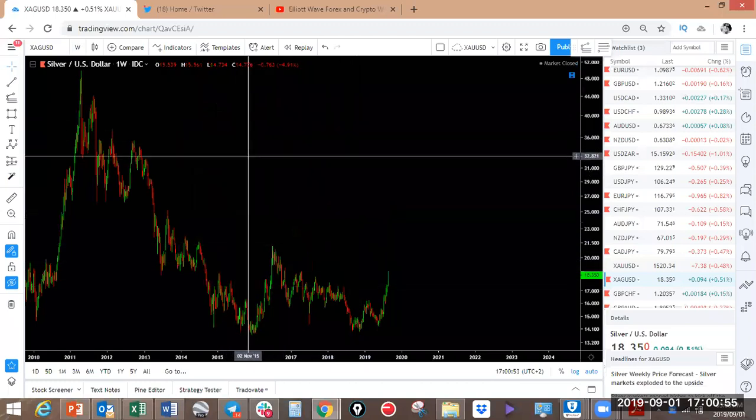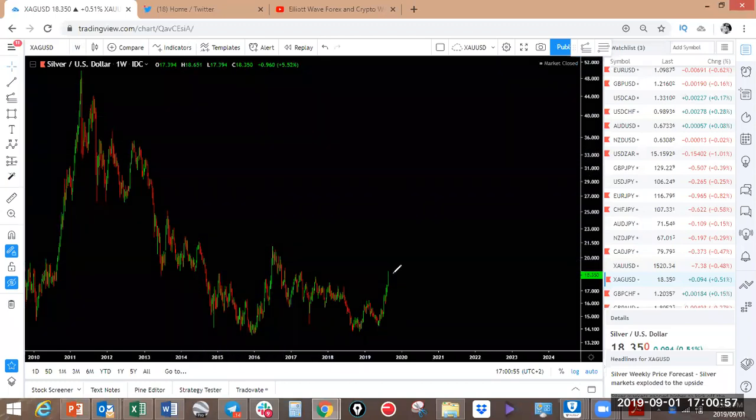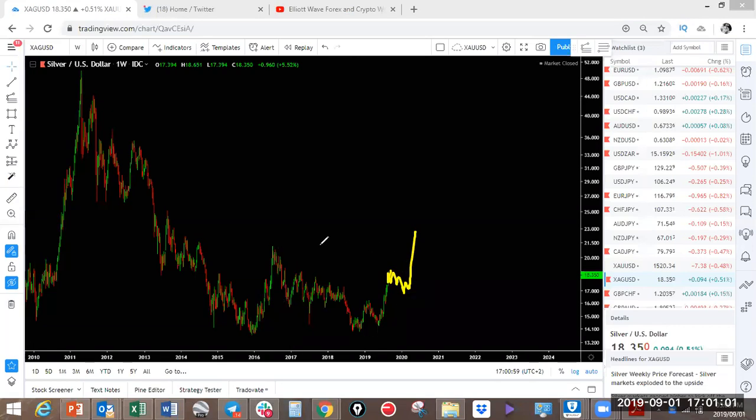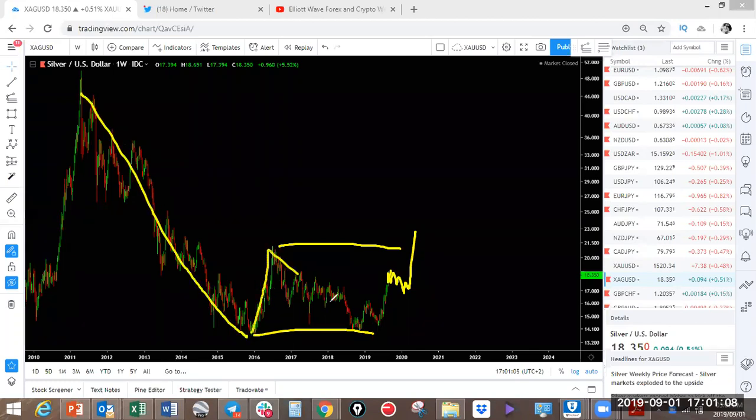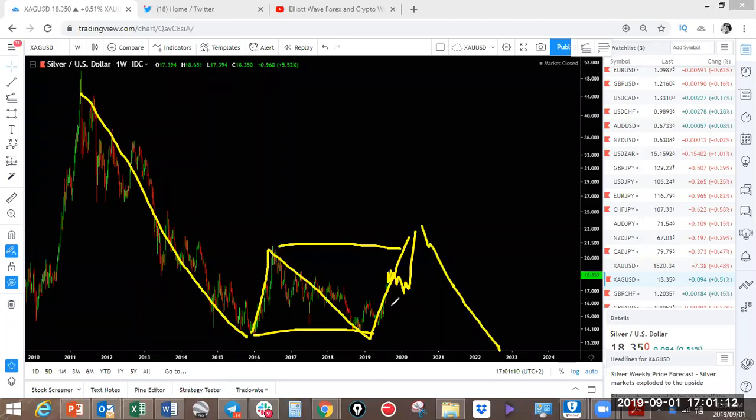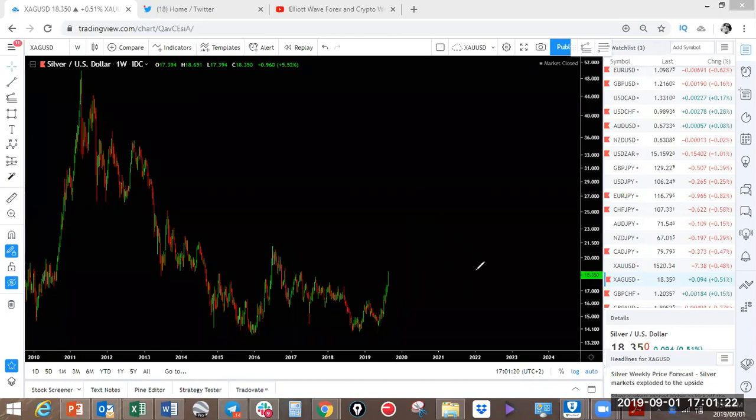So silver, let's see here, you should also get a pullback here. After the pullback, we should get this to come back to that level. Now, what do we want? You get a move down here, you get a corrective structure in 3 waves. Then you can get this one to push lower. For now, silver can still go as far up as 23 or 21.5, but we need to get a corrective structure here first. That pullback that we're talking about.